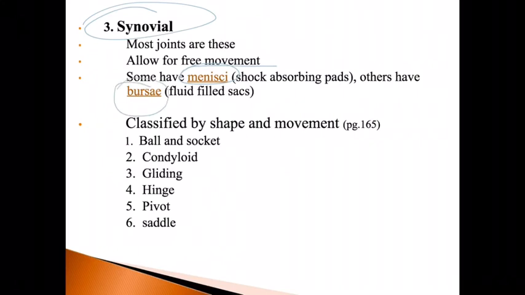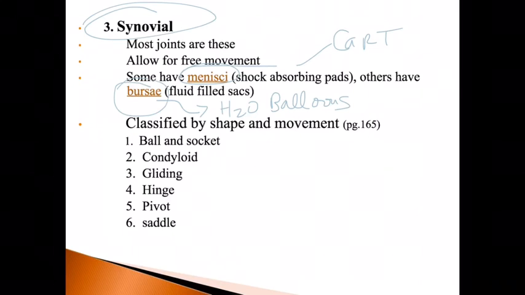So meniscus, you hear about that a lot in knees, people tearing their meniscus. Meniscus is a shock-absorbing pad. It's made up of cartilage, and then the bursa are these fluid-filled sacs. I always think they look like water balloons. They look like mini water balloons, and they are used so that joints can move around freely.